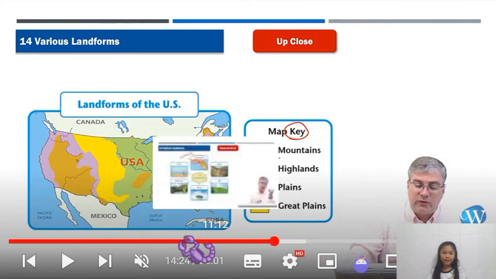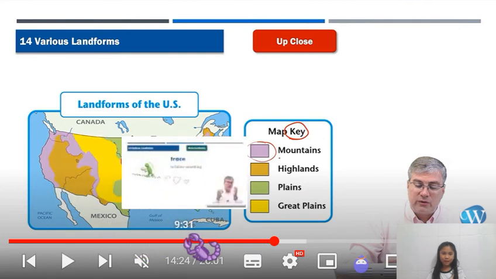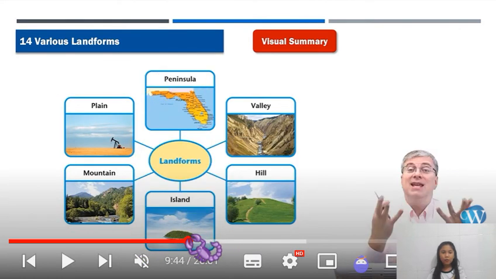Well, today we've practiced how to read those landforms of the U.S. and what some kinds of landforms in the U.S. are, okay?